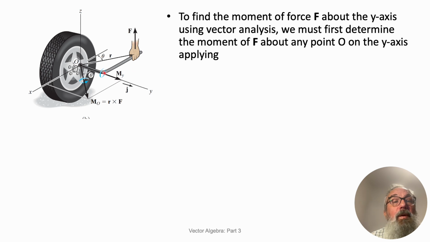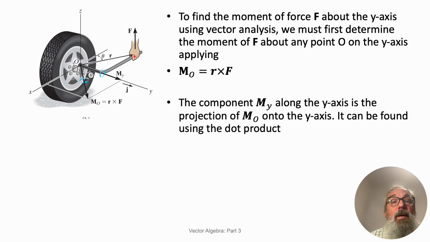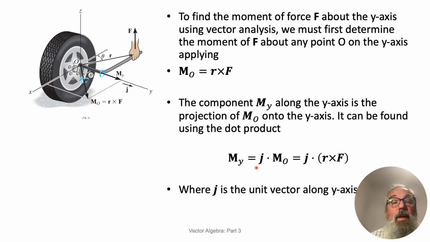We don't necessarily have the normal distance. So the moment is r cross F. The moment about the y-axis is the projection of M0 onto the y-axis and can be found by doing this dot product calculation, where j is a unit vector along the y-axis.